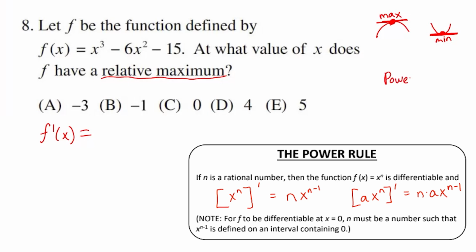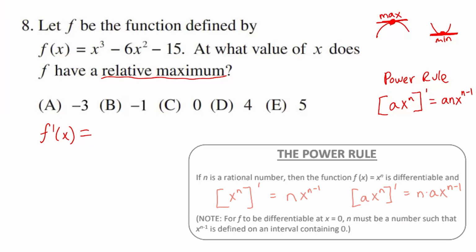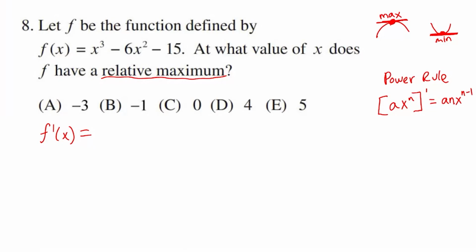The power rule, just as a little reminder, says that if you're trying to differentiate a term in the form a times x to the n, you're going to bring that exponent down and multiply it by the existing coefficient, so a times n, and then decrease the power by 1. So we'll do that for each term. For x cubed, if we decrease the power by 1, it becomes x squared, and we'll bring that exponent down, so we get 3x squared. The derivative of negative 6x squared will be negative 12x, and the derivative of any constant is 0, so we're just going to leave it like that.